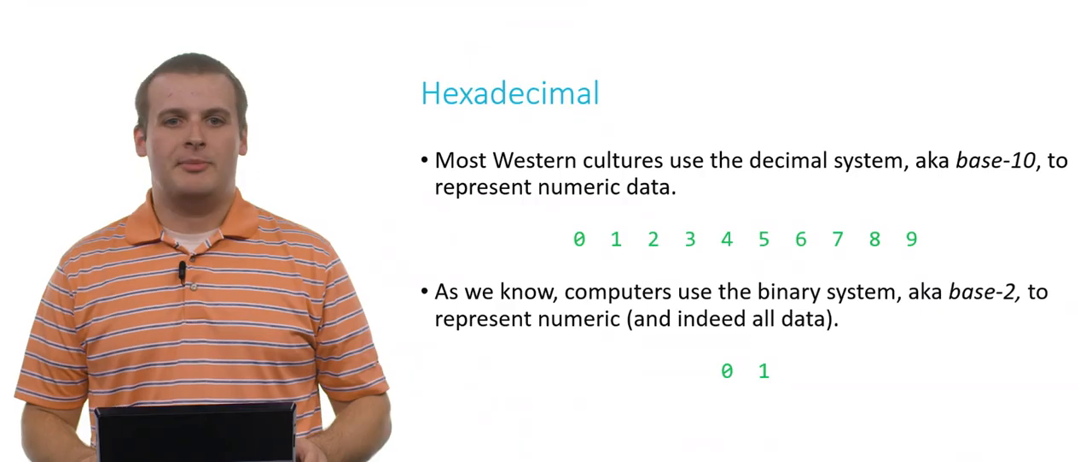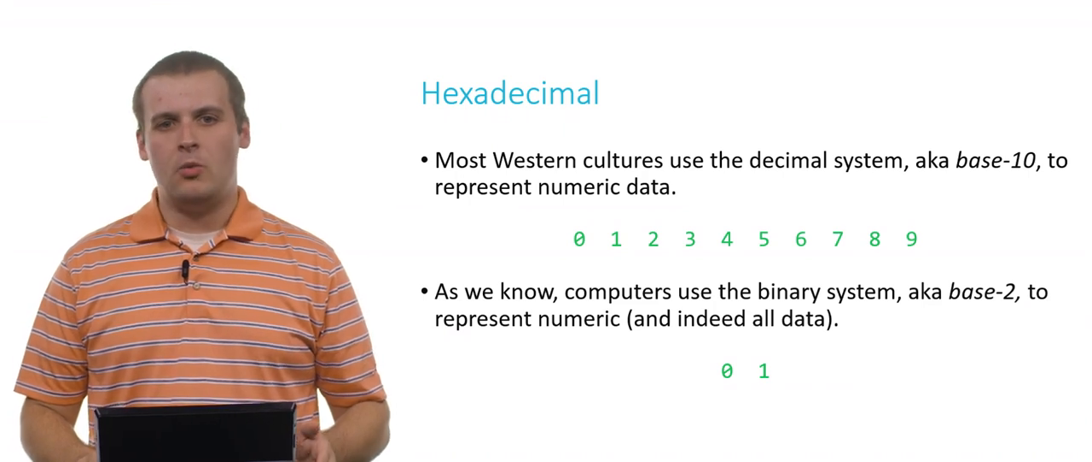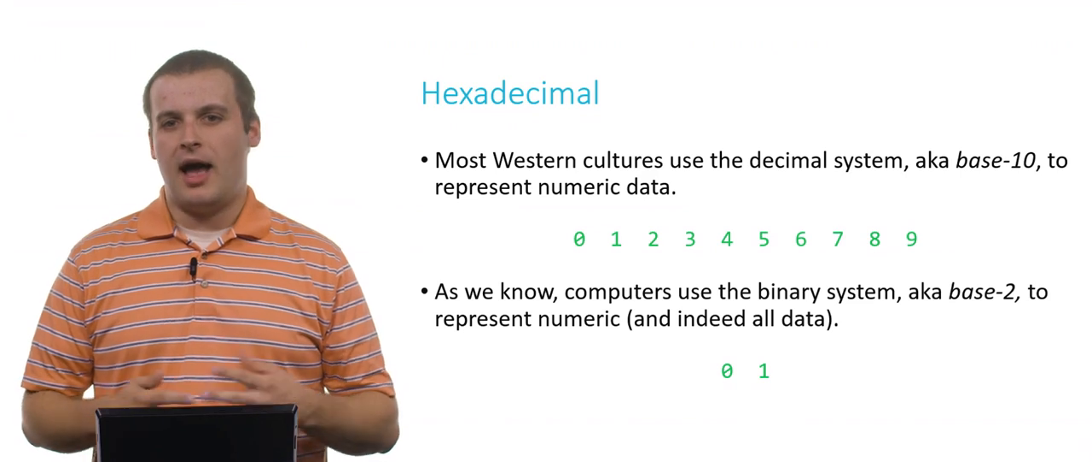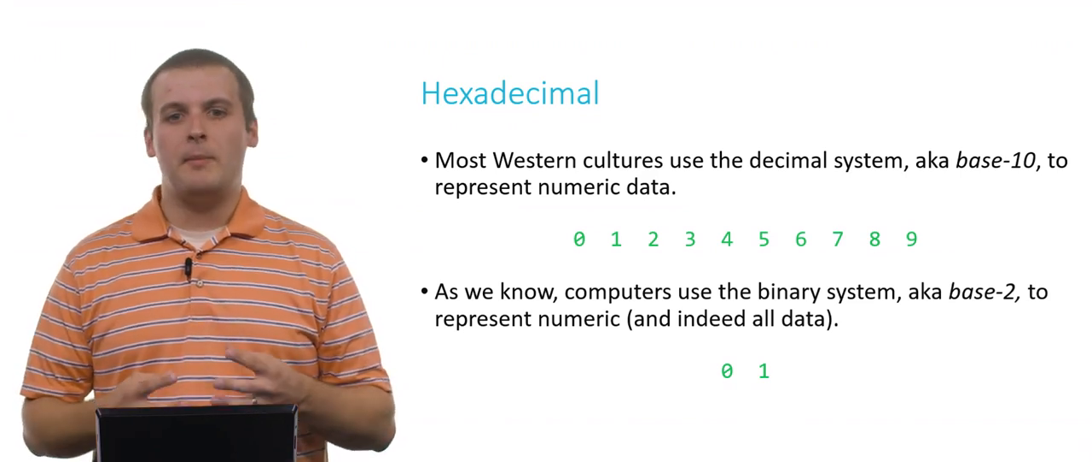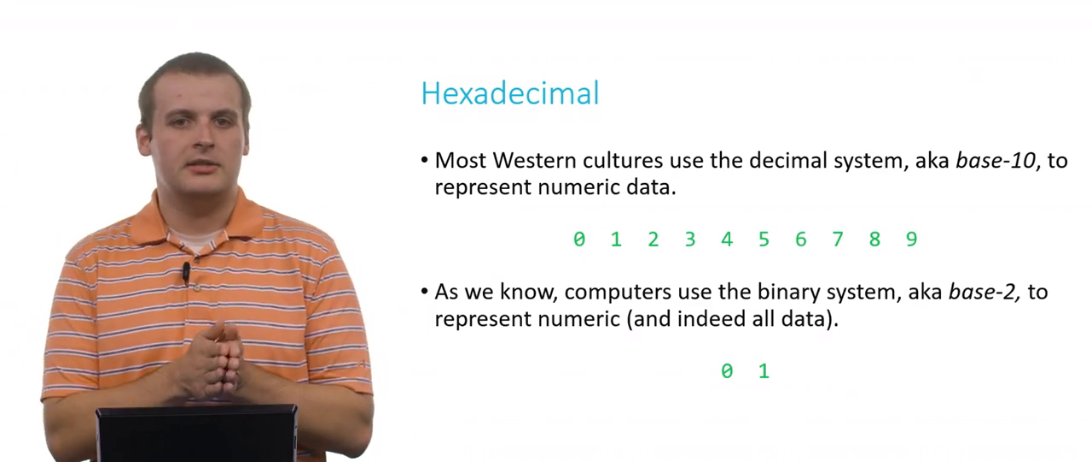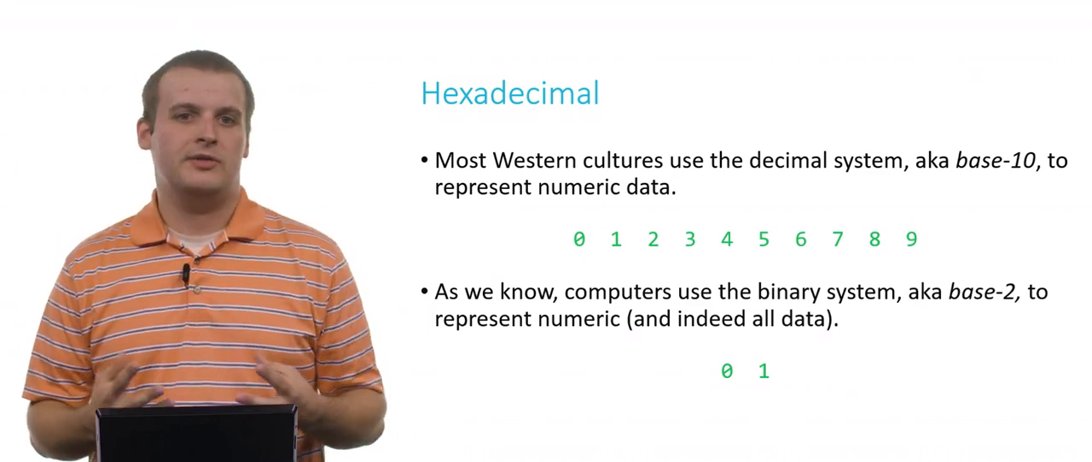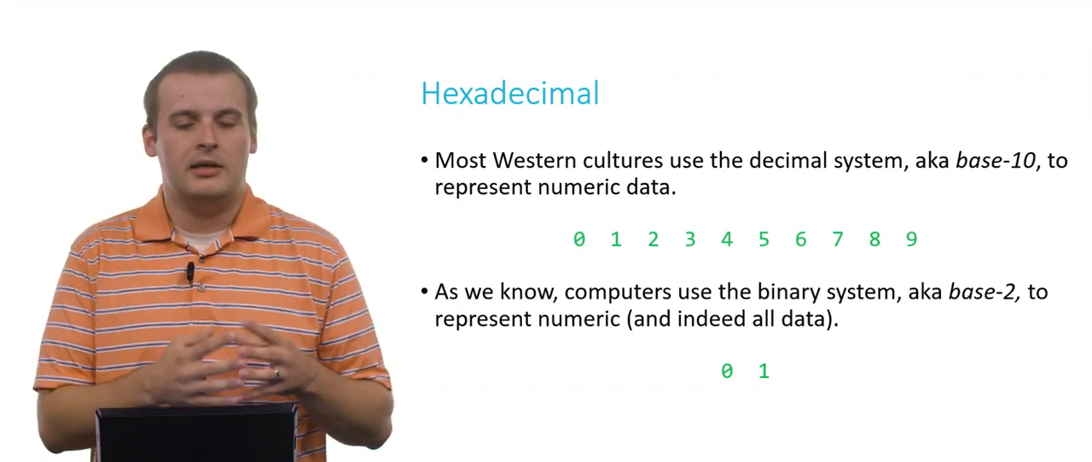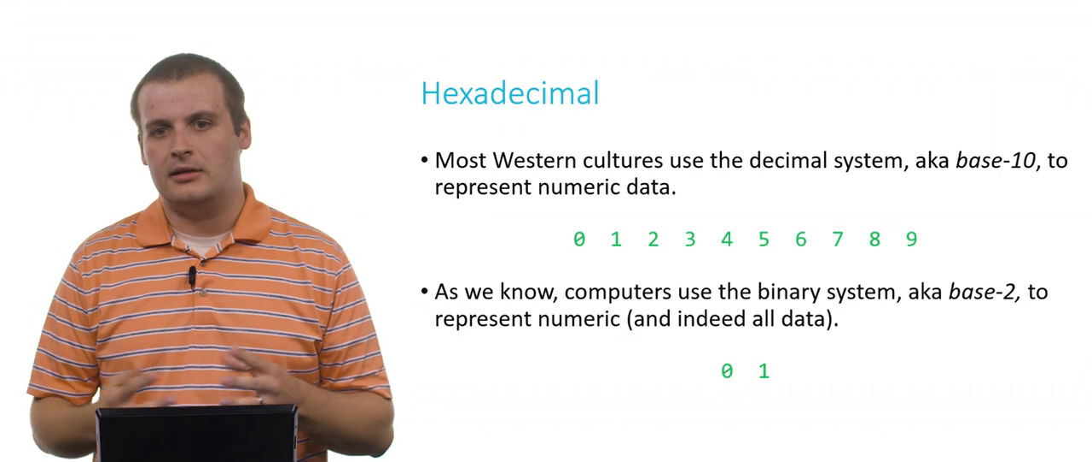So hexadecimal numbers, as if we need another base number scheme, right? Well, most Western cultures, as you probably are familiar, use the decimal system, base 10, to represent numeric data. We have the digits 0, 1, 2, 3, 4, 5, 6, 7, 8, 9. And if we need to represent values higher than 9, we can combine those digits using the notion of place value. So for 10, we have a 1 digit followed by a 0 digit. And we intuitively understand that what we're doing there is multiplying the first one by 10 and then adding 0 for a total of 10.